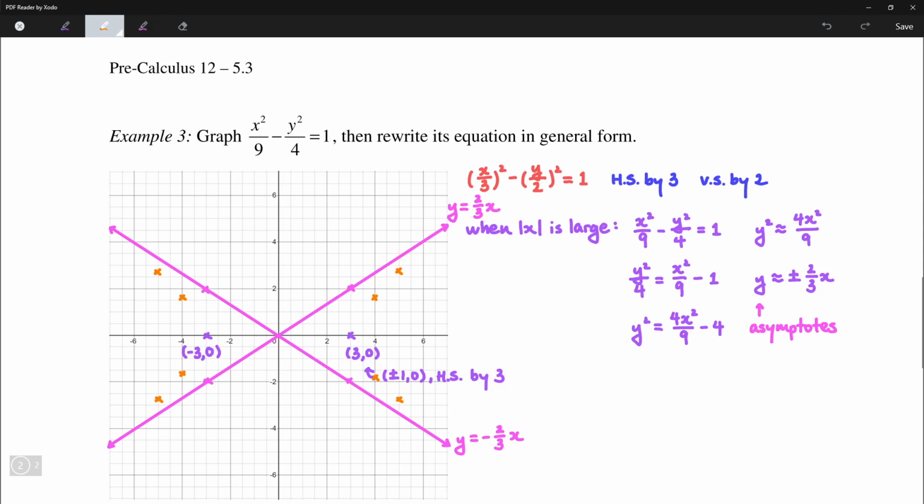the hyperbola would go through. And finally, the last step is to draw a smooth curve through all the points. Again, we're just going to do our best here. So something like this would be a sufficient sketch of the graph.